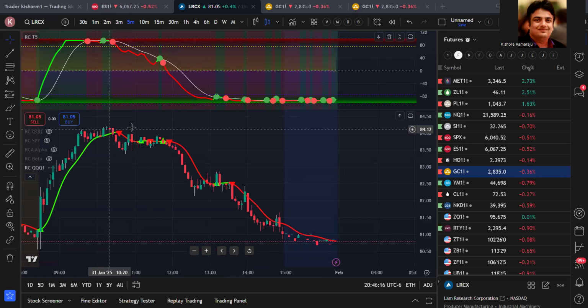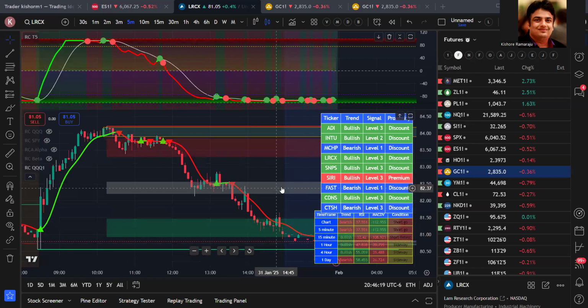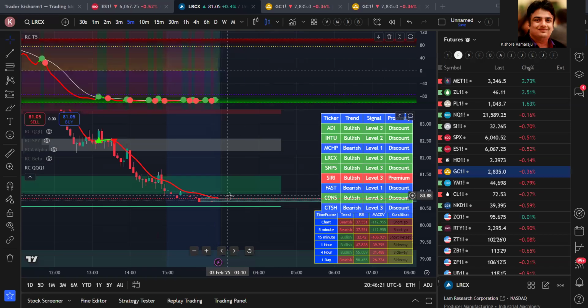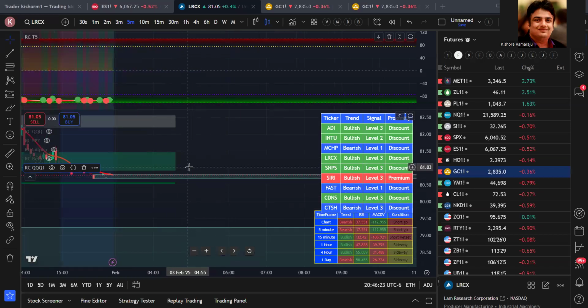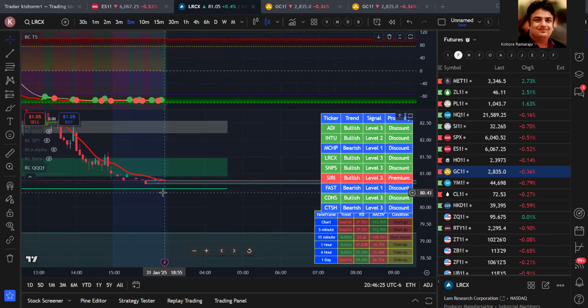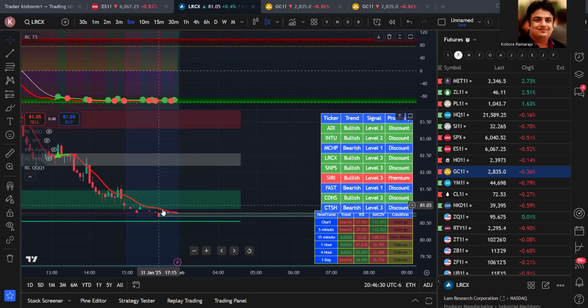So I can always go to LRCX and I see that it reported very good earnings. But because of the Friday drop, it came all the way down. You can see that there are a lot of buyers here. So it came all the way to the support. So now you can buy the stock. You can do calls. You can do bull puts. You will make money in different ways, right?